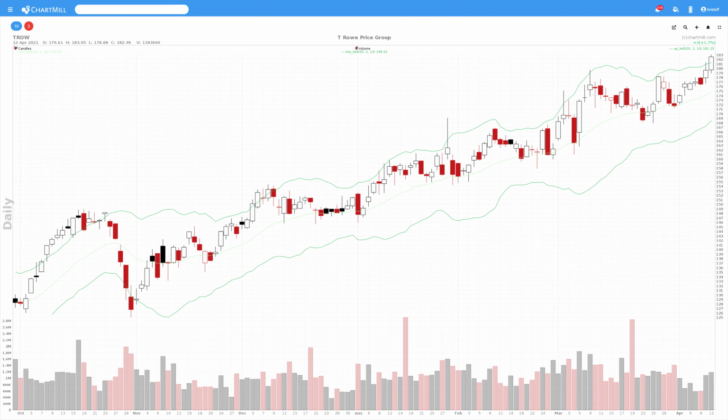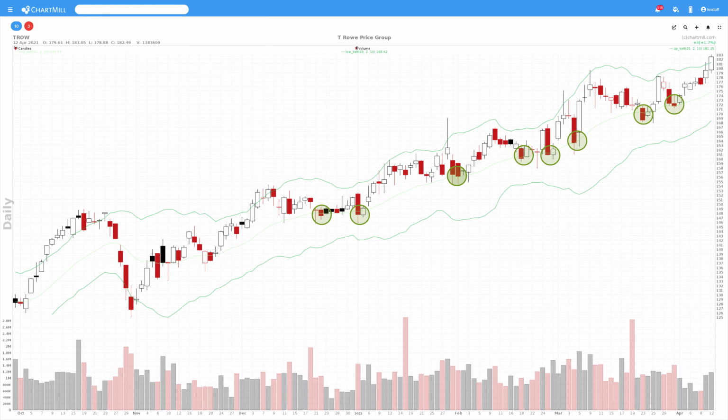Notice how the middle channel has always served as a support level during small price corrections in the uptrend. Each time the price closed below the middle channel, there was a recovery the day after, which brought the price back above the middle channel. This proves that we are dealing with a strong trend where buyers have the upper hand.